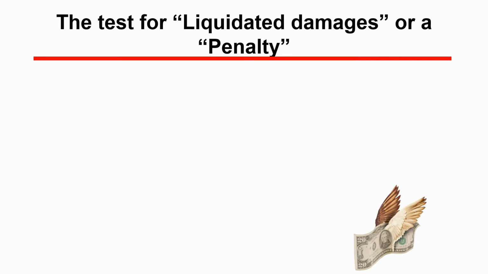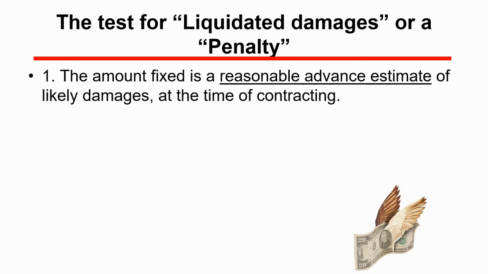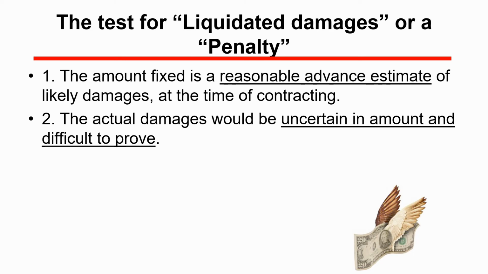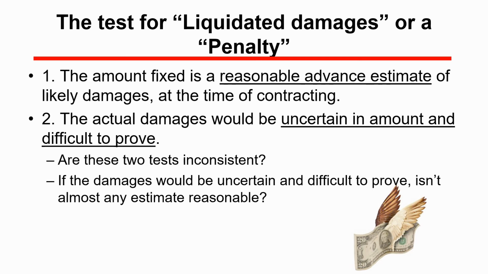So what's the test for a valid liquidated damage clause? Well, the first test is that the amount fixed in the clause has to be a reasonable advance estimate of likely damages viewed as of the time the contract is entered into. The second test is that the actual damages would be uncertain in amount and difficult to prove. Now, these tests really are inconsistent in the sense that if the damages would be uncertain and difficult to prove, almost any estimate of future damages might be considered reasonable.